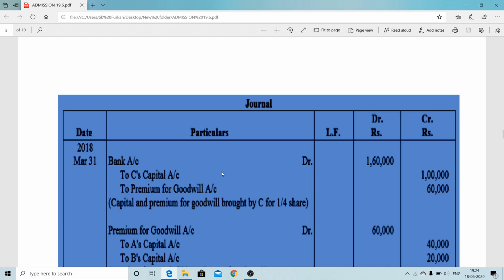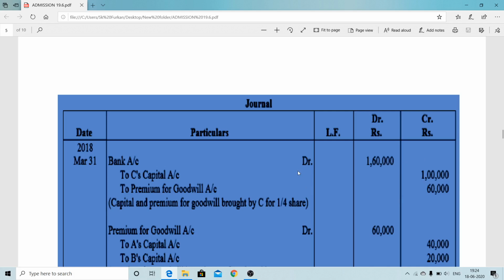First journal entry is related to the new partner's capital as well as goodwill. The new partner, Mr. C, brought a total of 1,60,000. Out of that, 1 lakh is separately mentioned as his capital and 60,000 is for his share of goodwill. So bank account debit, bank balance increases. In a partnership business a cheque is generally used, so it is better to write bank account. And to capital, that is his capital increases, and 60,000 he paid for goodwill.